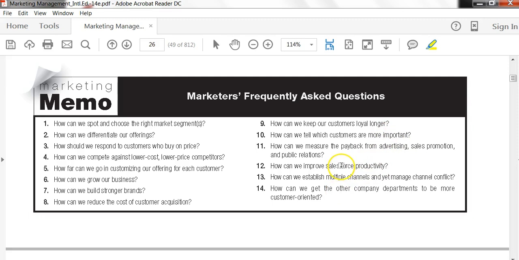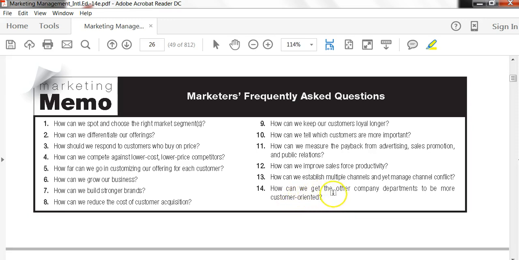How can we establish multiple channels and yet manage channel conflict? Here we mean that when we reach our customers, consumers or buyers, we can reach them through wholesalers and retailers, or by going online or telemarketing or in many other ways. But when we go there, we do not create conflict between one channel and another. We try to keep everyone working in harmony.